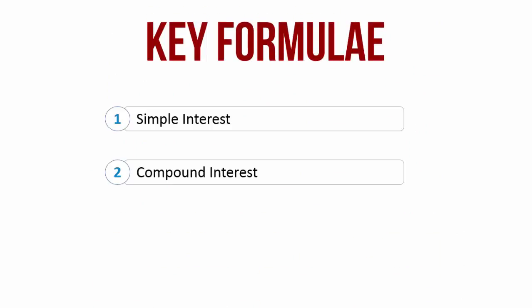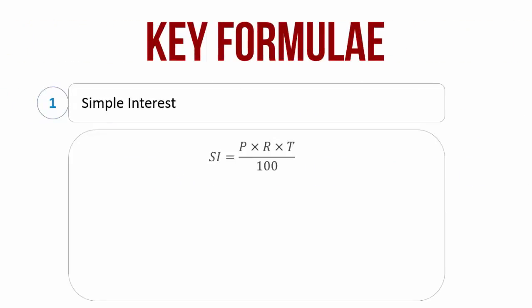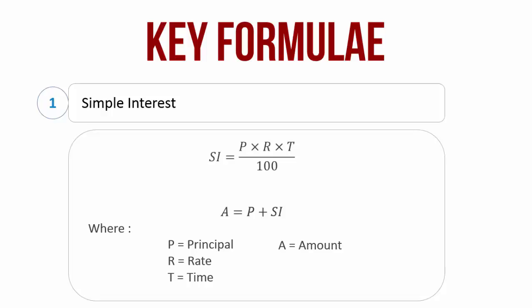Let us look at some key formulae for the calculation of simple interest and compound interest. Simple interest is given by the formula P into R into T by 100. The amount at the end of the investment period is given by the principal plus simple interest. Here, P is your principal, R is your rate of interest, T is the time period of investment, A is the amount, and SI is simple interest.